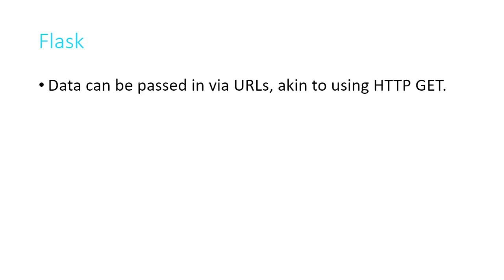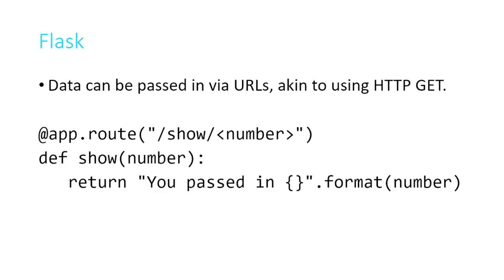So in addition to just running code, as we did before with just having it print out you are at the index and you are at the sample page, we can also pass data in to our Flask applications. We can do this using HTTP GET, you may recall, by passing in data via URL. So I might write a function that looks a little something like this. It's a function called show, and instead of taking no parameters like index and sample did earlier, I'm accepting a parameter here called number. And I'm returning you passed in, and then I'm apparently going to interpolate or place in or stick in some number.